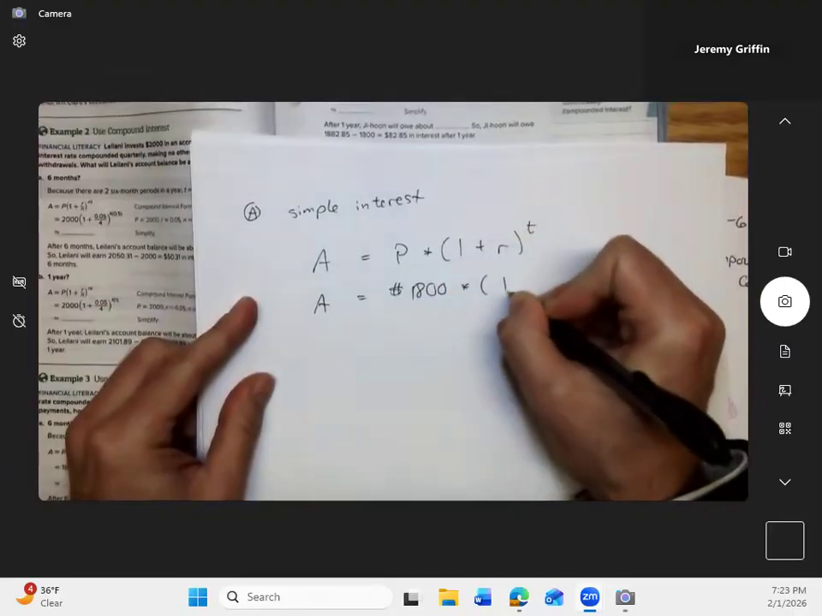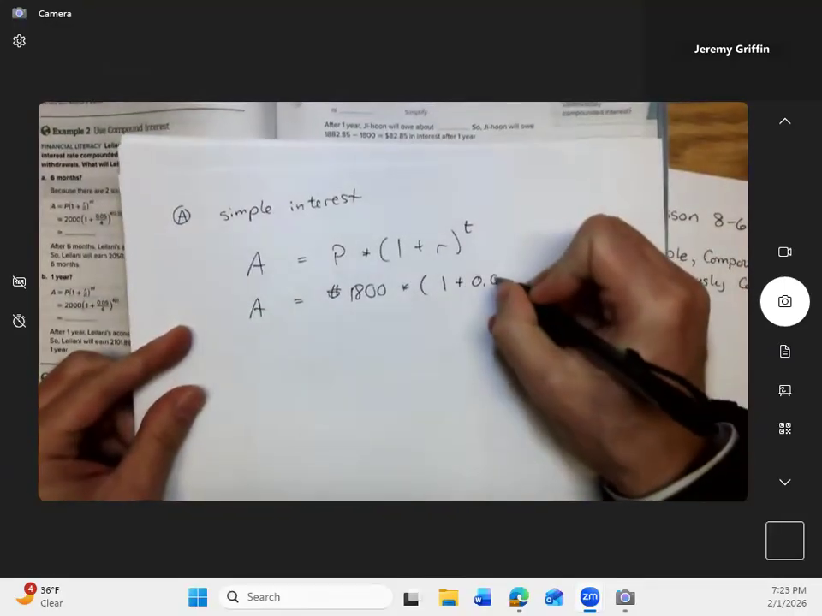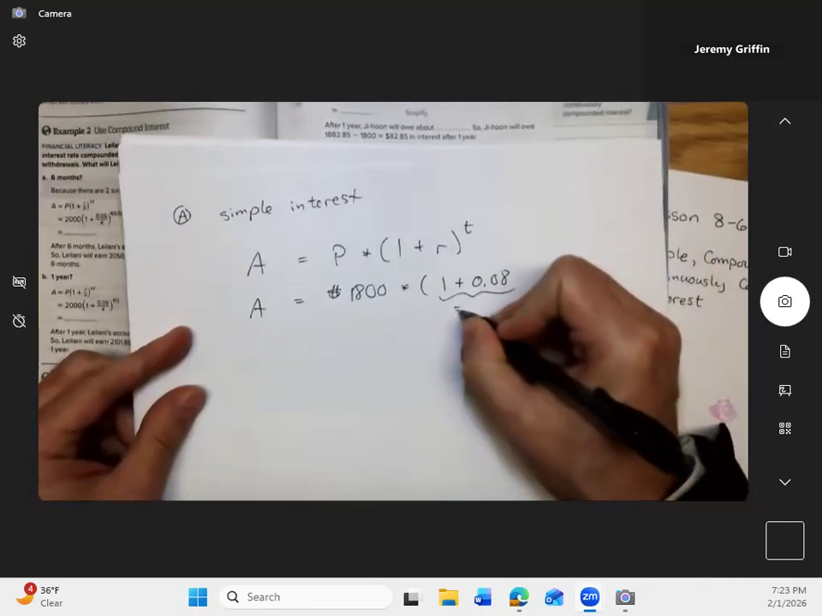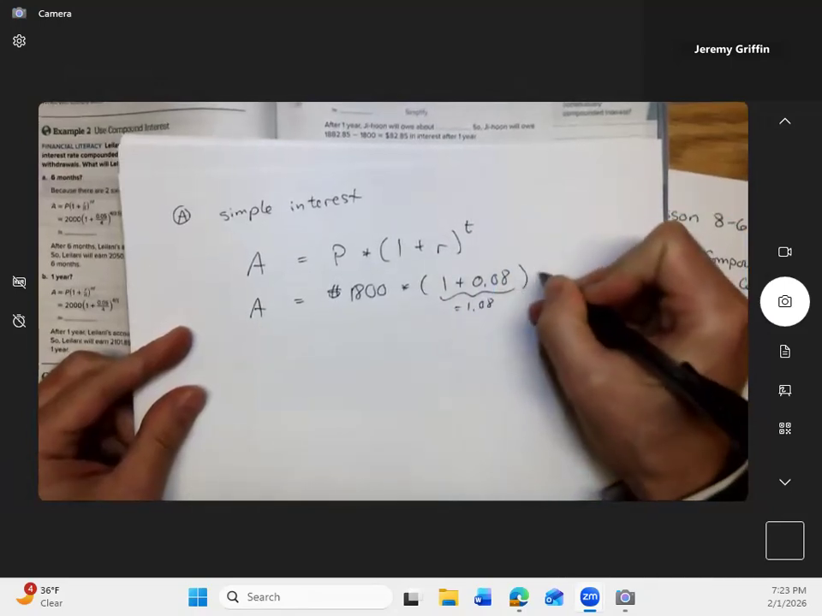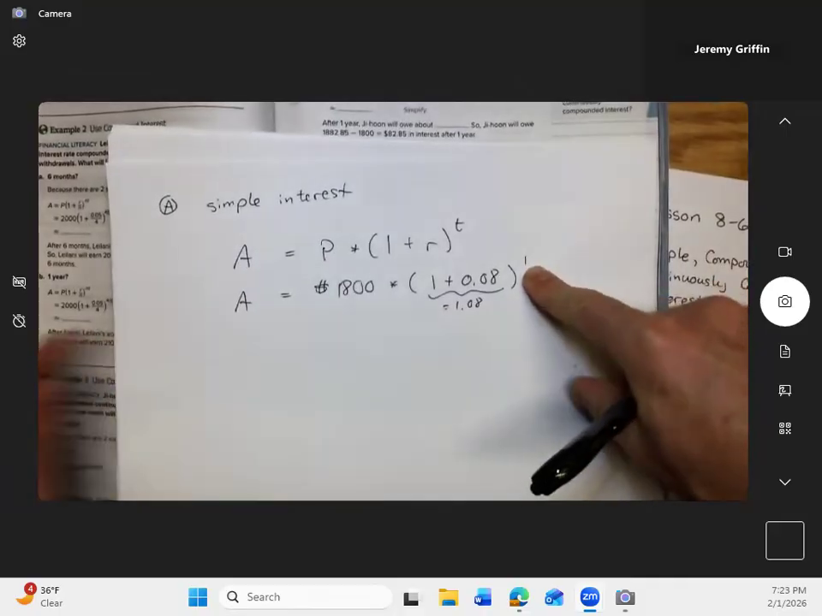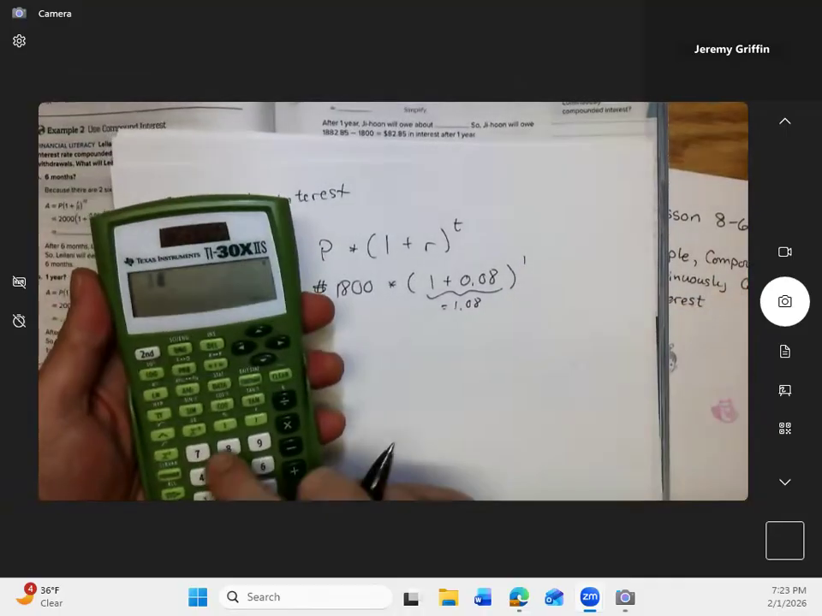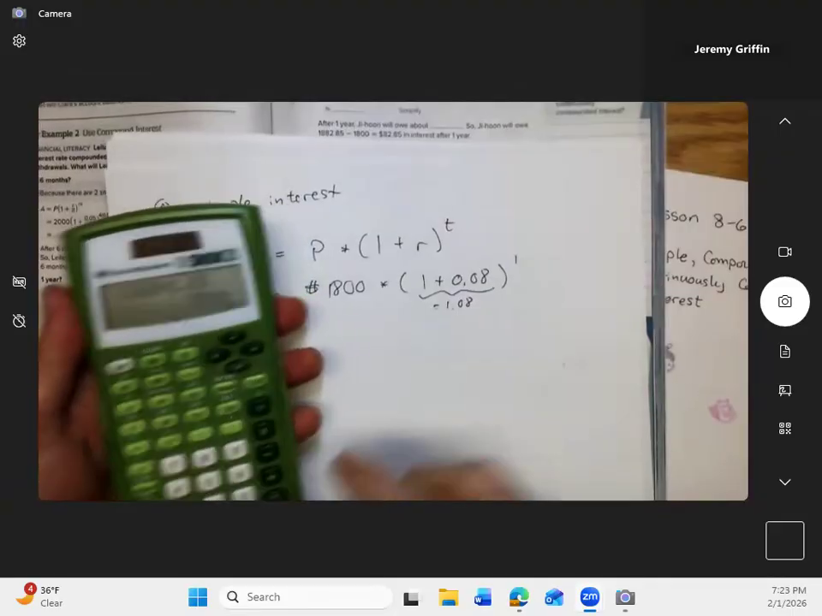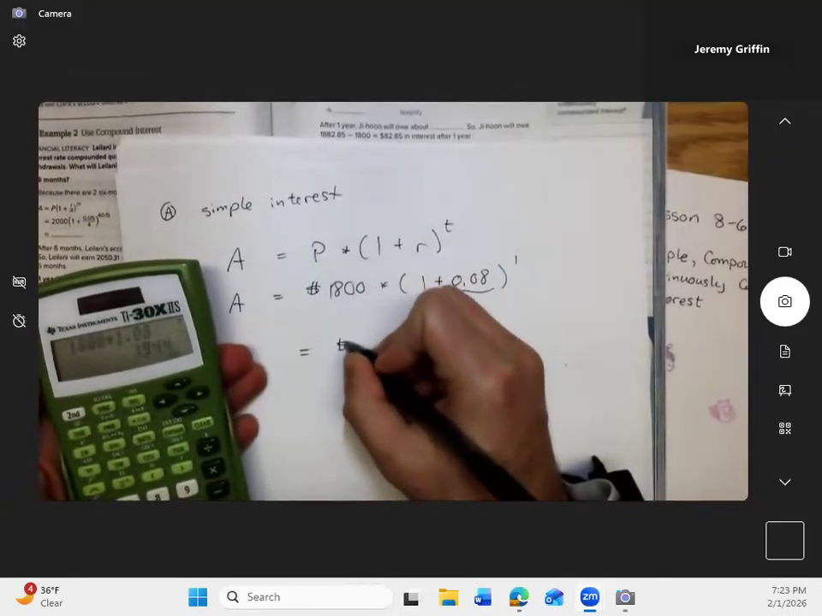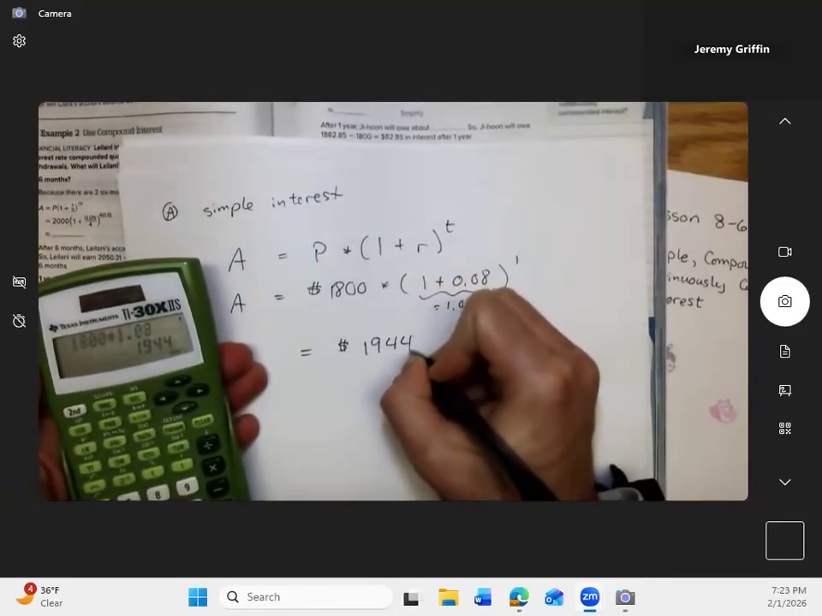$1,800 times 1 plus, okay, 8%. That's 0.08. So collectively, this is like 1.08 if you like. Okay. And we're going to let this go after 1 year. So 1 year. Okay. So what's 1,800 times 1.08? Okay, that is $1,944.